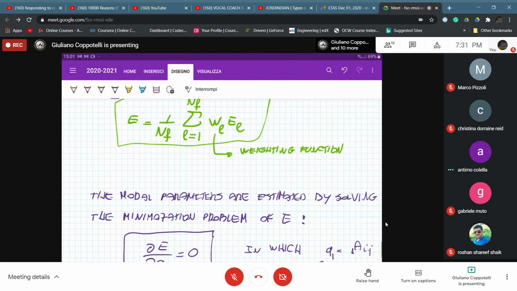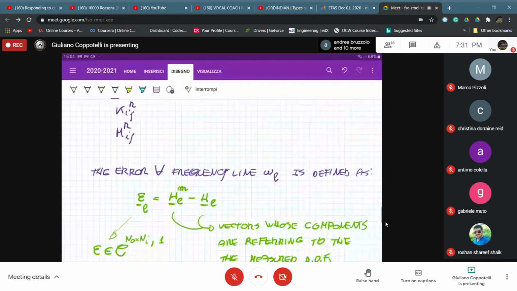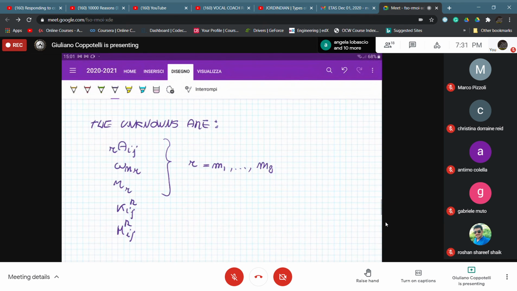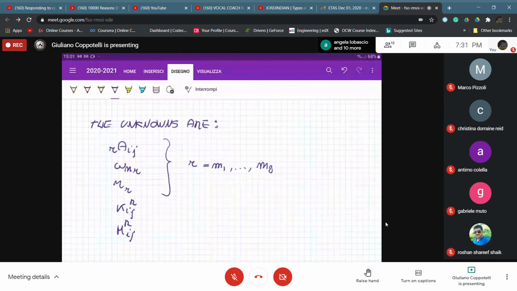In the Q vector, there are all the modal parameters. So I'm scrolling, yes, here, all the modal parameters that are reported. The unknowns are everything.